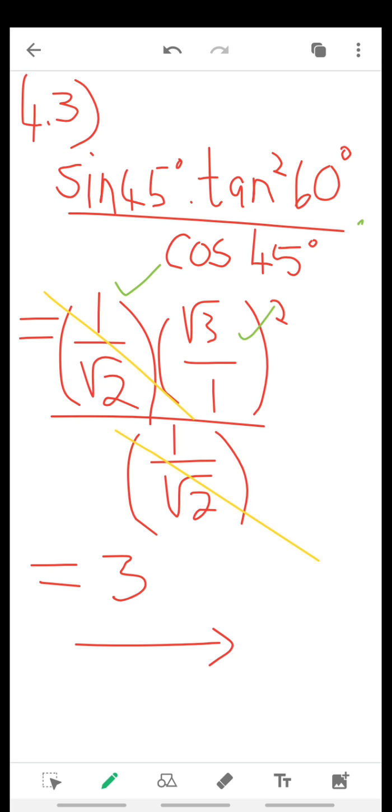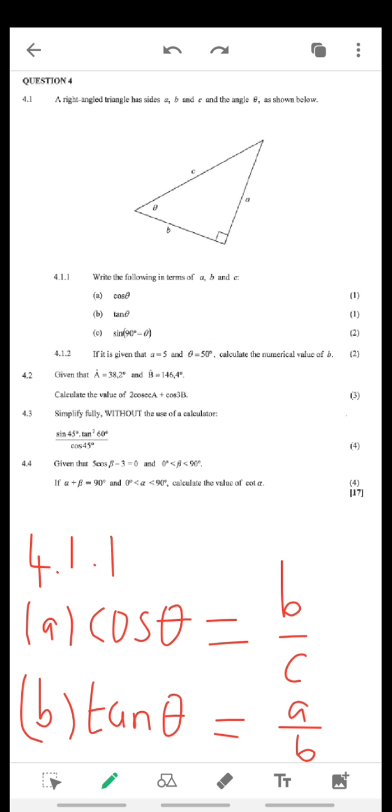What is cos 45 degrees? It's 1 over square root 2. And then, when you simplify this, the 1 over square root 2 and the 1 over square root 2 cancel, and you are left with square root 3 over 1 all squared, of which this will be 3. Okay? Wonderful.